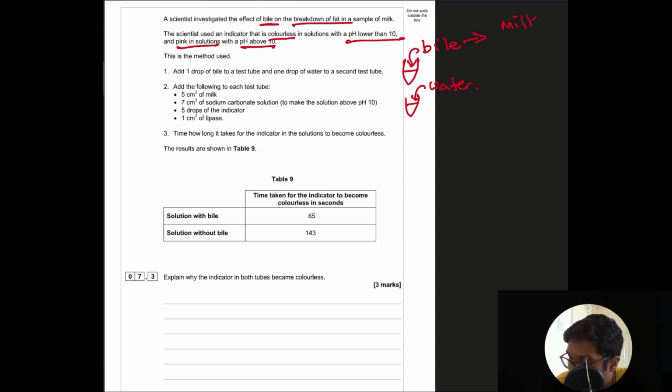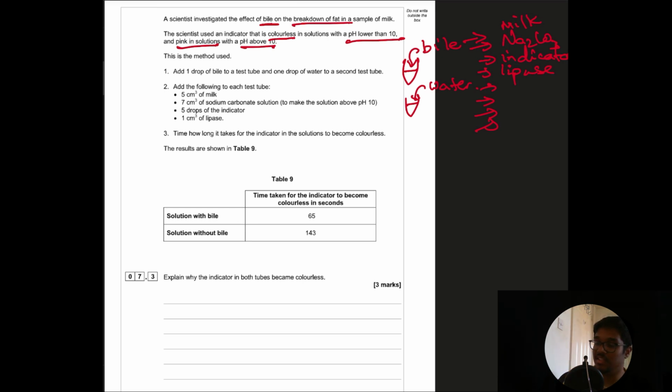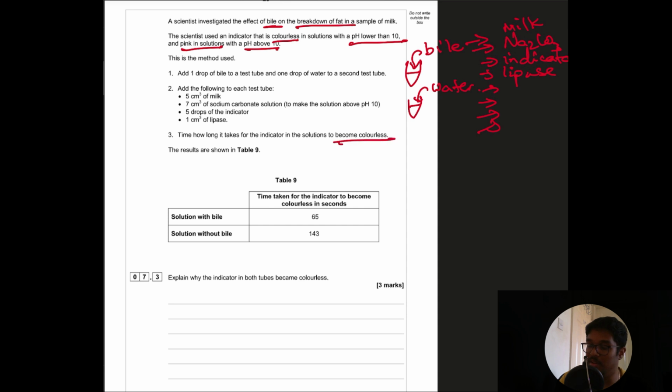To my chemistry friends, you can also have Na2CO3, or sodium carbonate. 5 drops of indicator, and then 1 centimeter cubed of lipase. This is repeated for each of these as well. Then they say to time how long it takes for the indicator in the solution to become colorless. So we're going to time how long it takes to become colorless.